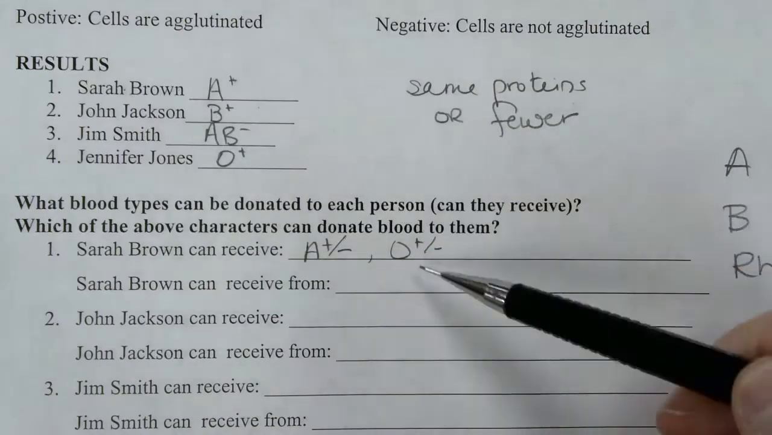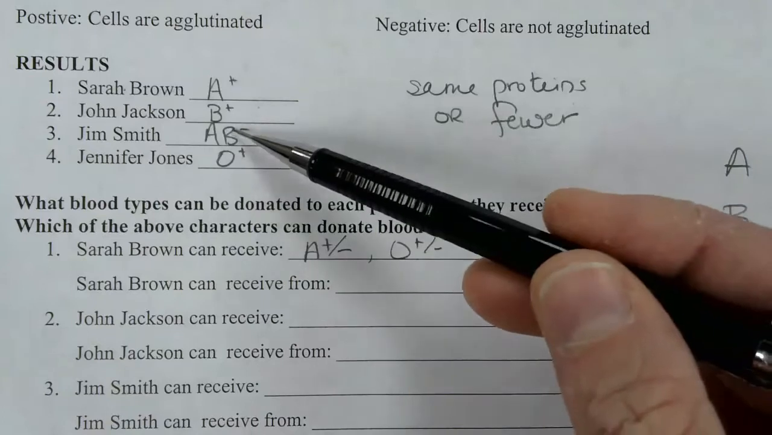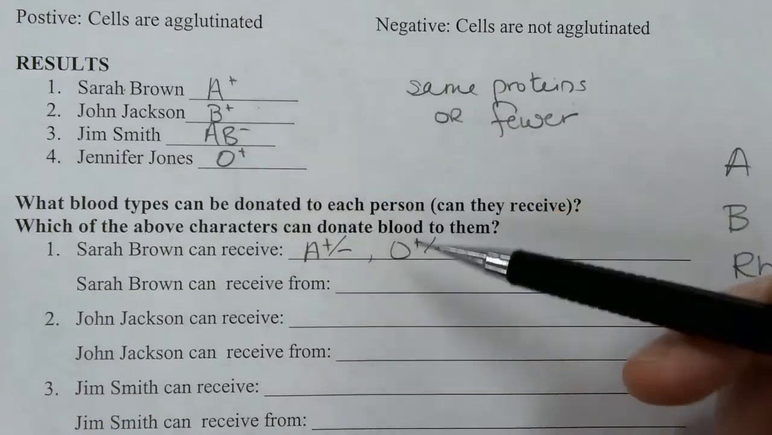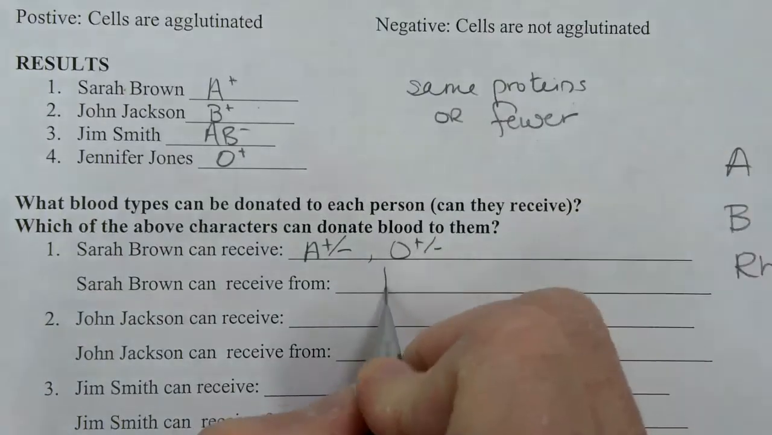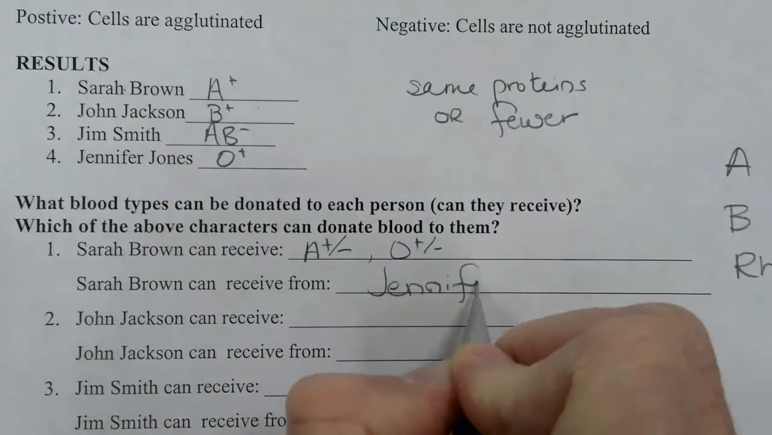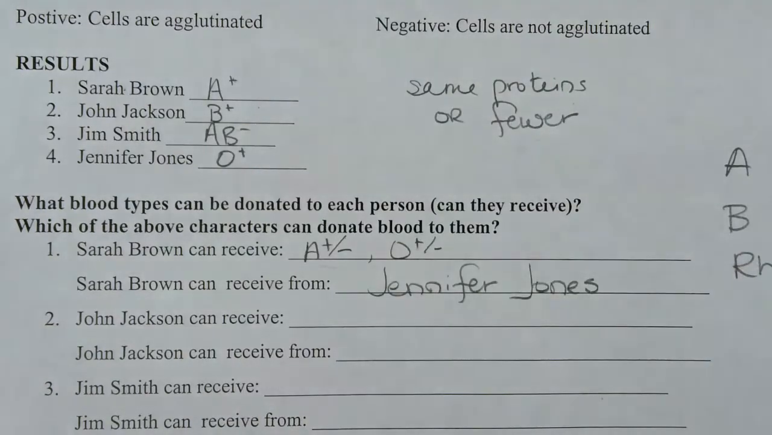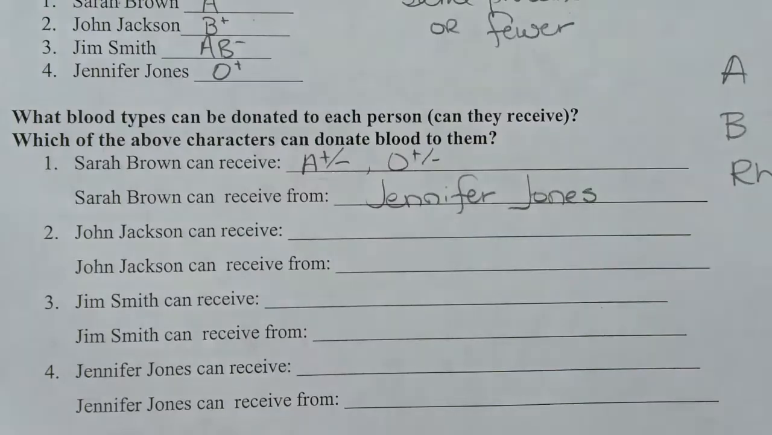John cannot donate because he has B. Jim cannot donate because he also has B. Jennifer can donate because she does have O positive. She has the positive that Sarah has. She does not have anything extra. Go ahead and do the same for the rest of these people.